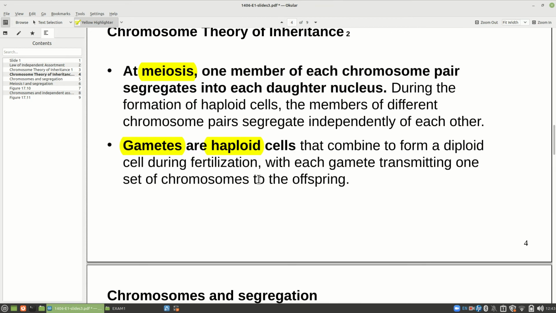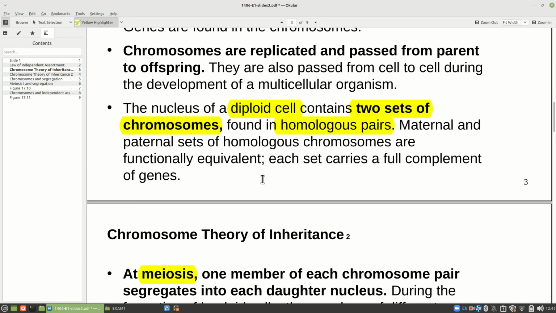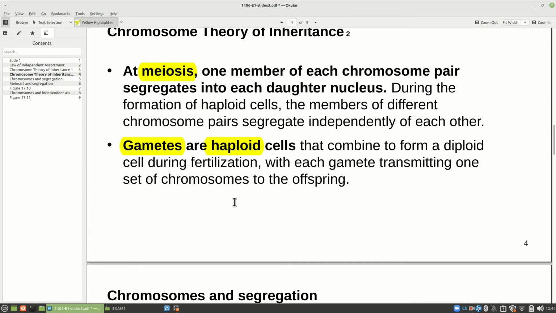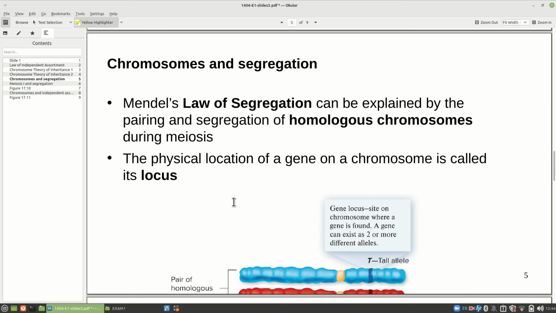And so, of course, they're going to come together to form the offspring, the child. They're going to combine, and the child will end up being diploid, because you added two haploid cells together. That's the fertilization of the egg by the sperm. Now, chromosomes and segregation. Mendel's law, we've already gone over it, but you mix that with the idea of the segregation of homologous chromosomes during meiosis, and you've got your theory explaining how these crosses work.